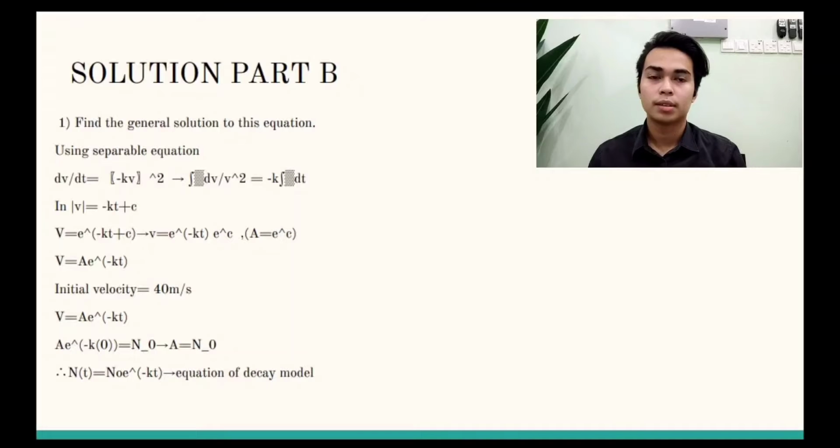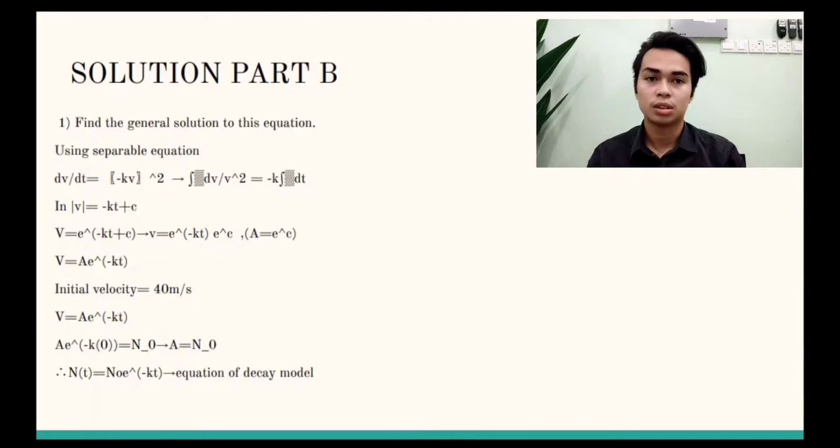Okay, so now it's my turn to explain part B, question 3. Basically, there are two problems to solve in this question. The first problem is we need to determine the equation to the general solution.